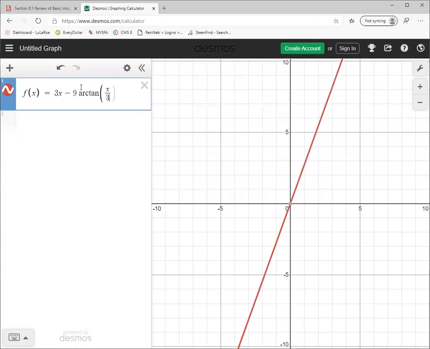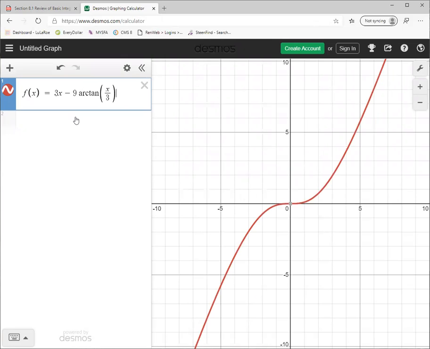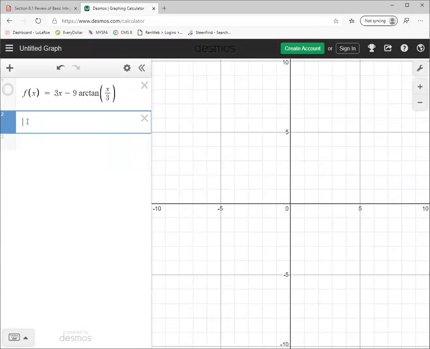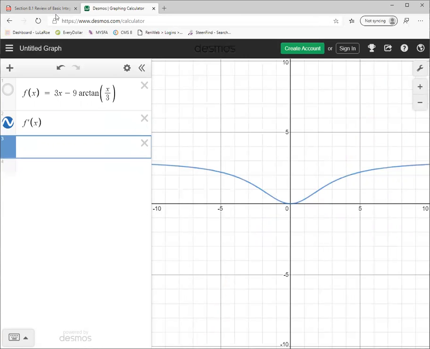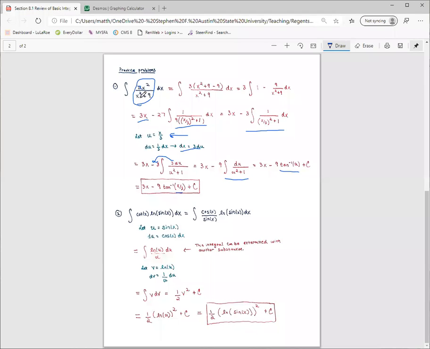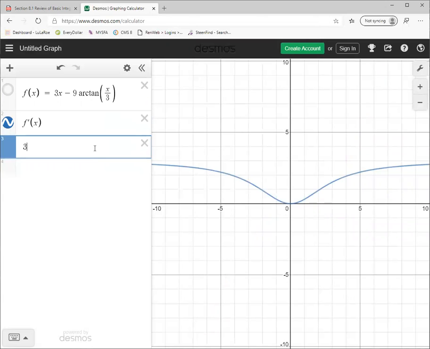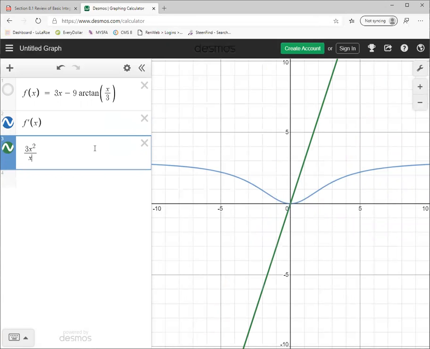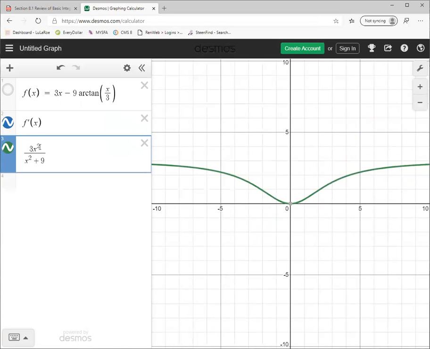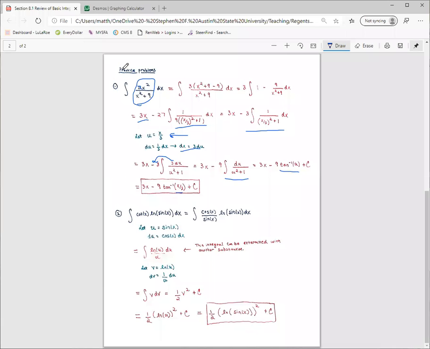You know, and I don't really care about the graph of this function. What I do care about is the derivative. And now what I'm going to do is see if the graph of the derivative is equal to the integrand's graph. So 3x squared all over x squared plus 9. And we see, look, they're right on top of each other. That means this is an antiderivative of this particular integral.